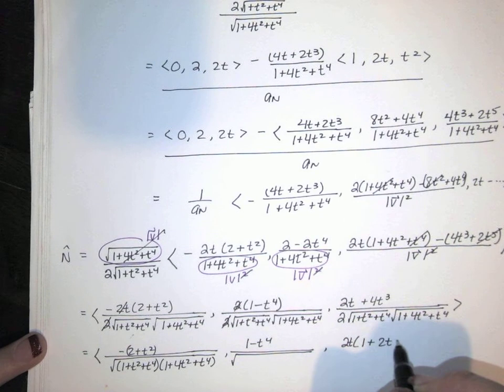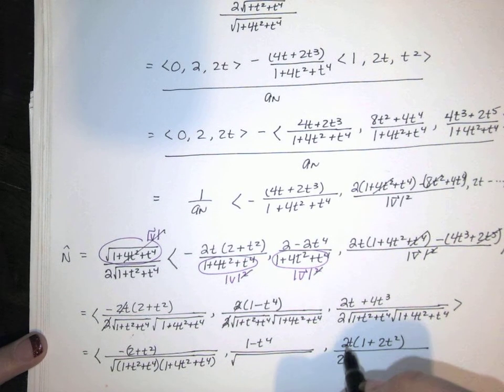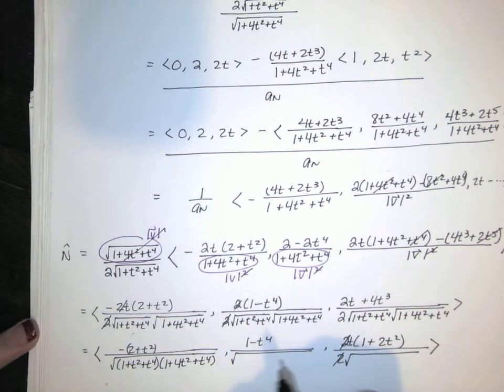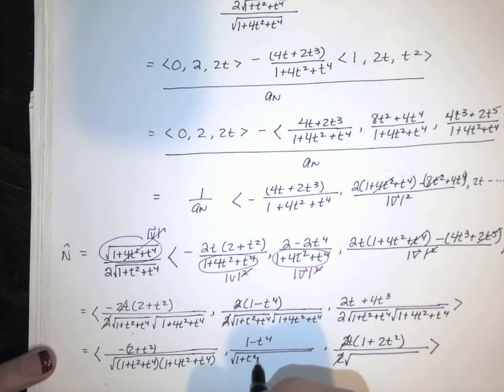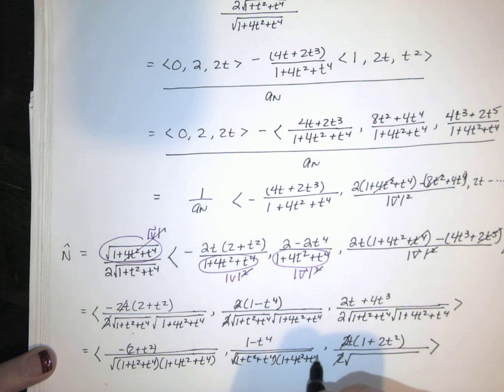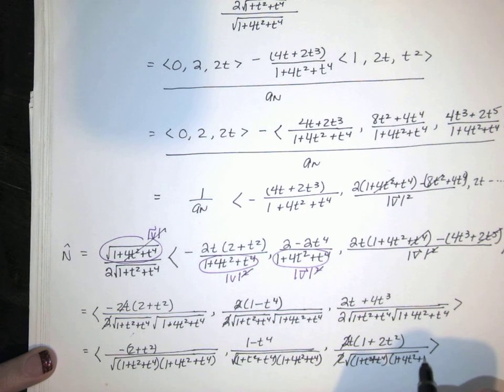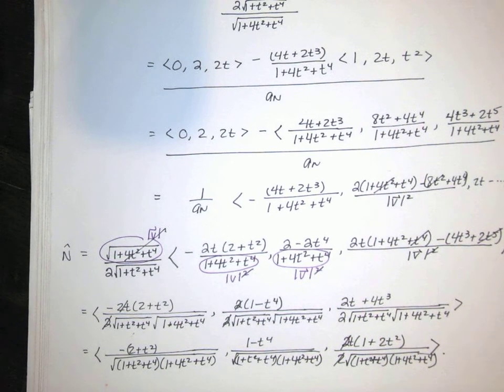Still trying to simplify here where I can. The 2's reduce. I'm just going to have one big expression under the radical. And that's it. That's n hat. Now if you plug in a particular value of t, you can find n hat at that value of t. So that's the direction we're turning at that time.